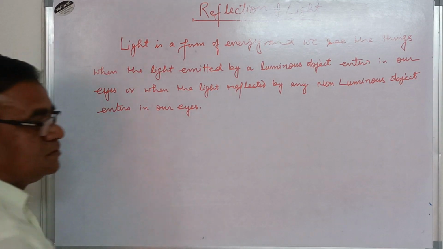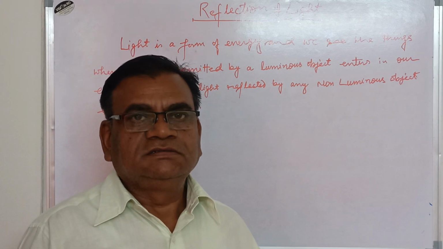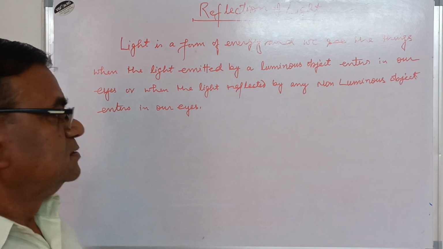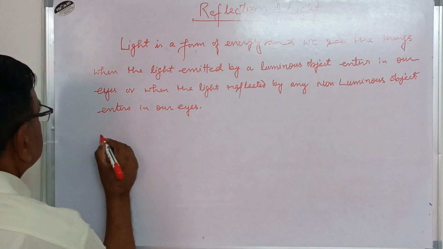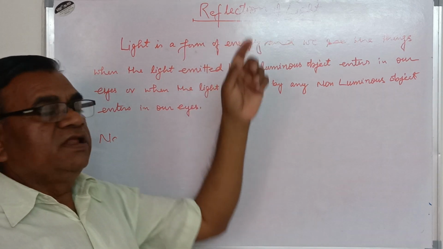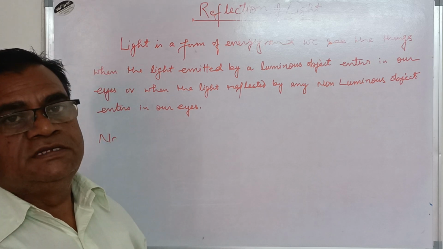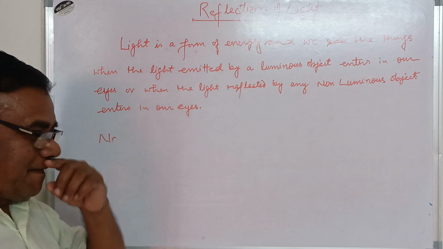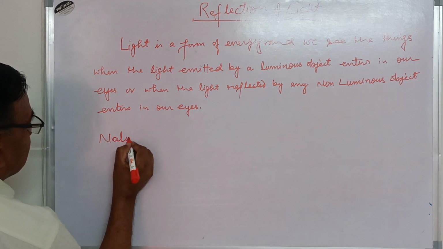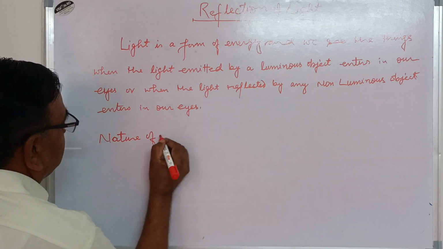Now, we have to discuss the nature of light, how it behaves, how it travels. Nature of light. First, start reflection of light. We should know something, the basic thing about the light. So, I am telling these things. This is the nature. प्रकृति क्या है, तो प्रकाश की प्रकृति क्या है, nature of light.